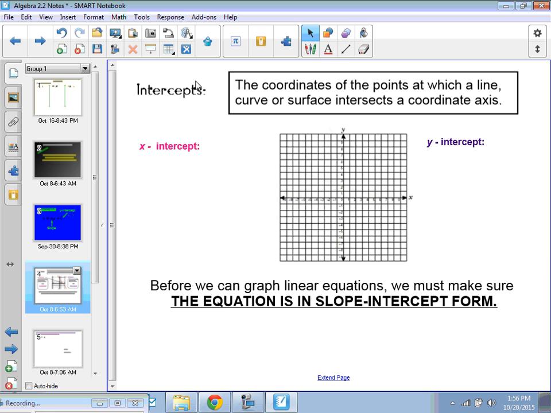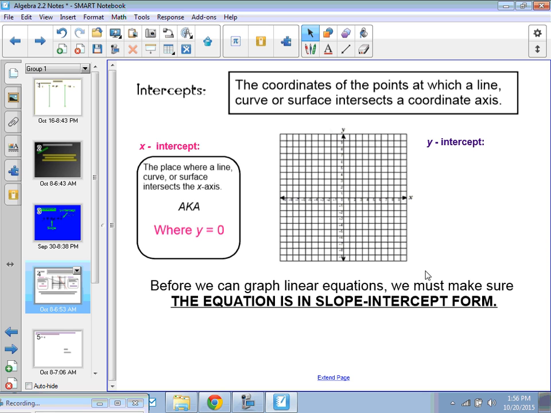The next slide talks about intercepts. Intercepts are the coordinates of the points at which a line, curve, or a surface intersects a coordinate axis. The x-intercept is the place where the line, curve, or surface intersects the x-axis, aka where y equals 0. This is extremely important for this one.